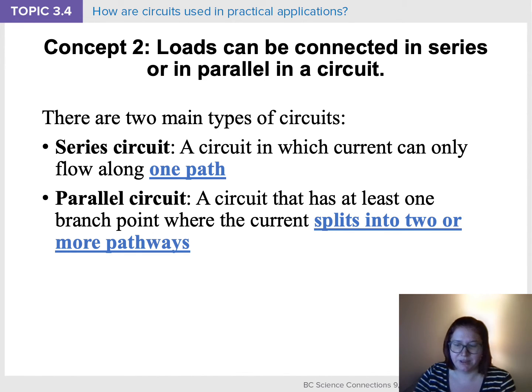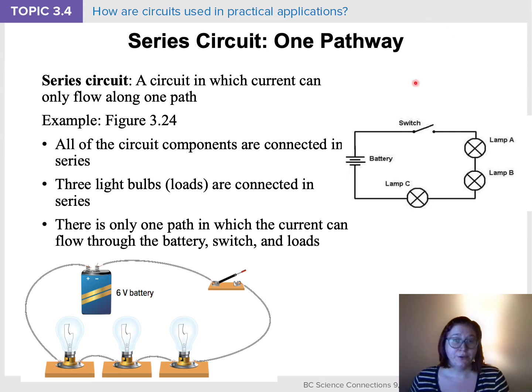I'm going to show you some examples. So here is a series circuit. There's only one path for the current to follow. So here you can see that all of the circuit components are connected, and the loads, the light bulbs, are connected in series. There's only one path the current can flow through: the battery, switch, and loads. So the electrons are going to come along here, go through the switch, and then when the switch is closed, it will light up these three light bulbs and come back.